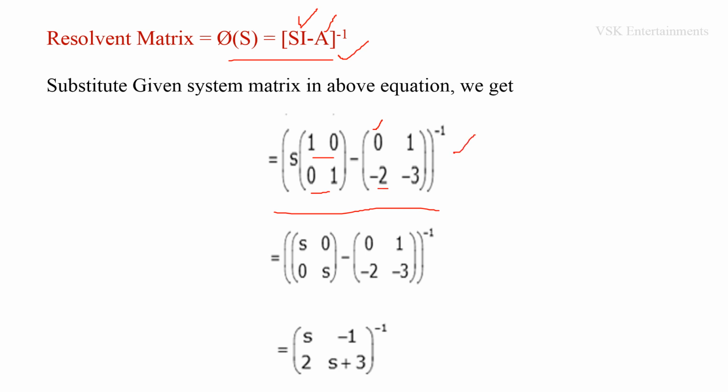Just subtract these two matrices by multiplying s with the unity matrix. Then we get [s 0; 0 s] minus this one. Now subtract these two matrices, then we get this matrix, that is [s −1; 2 s+3] whole inverse. Now just apply the inverse of this matrix. We know the inverse of a matrix, that is a 2 by 2 matrix.